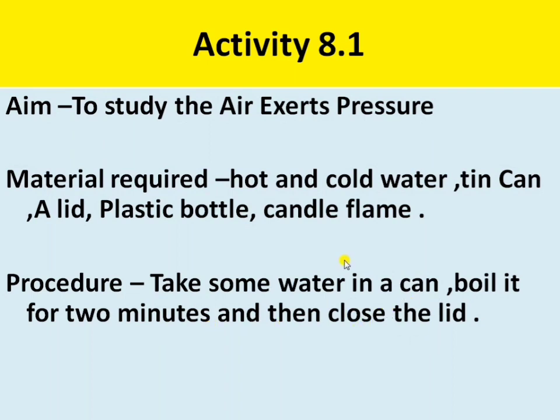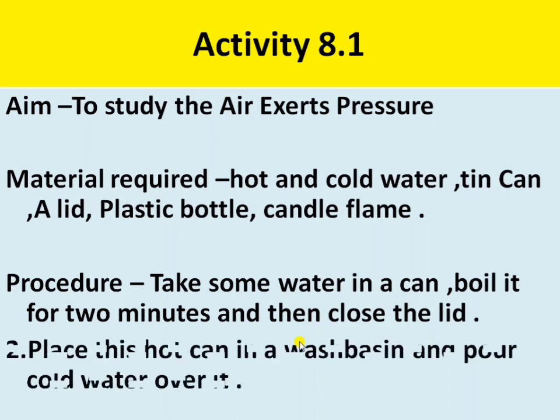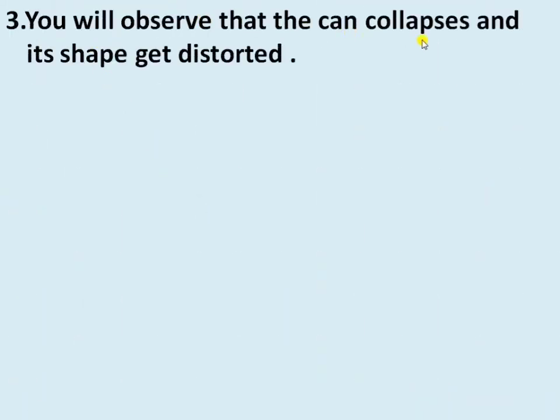You can take a plastic bottle instead of the can, then add the hot water into the plastic bottle and close its lid also. After that, place this hot can in a wash basin and pour the cold water over it. The same way, if you are using the plastic bottle, you can pour the cold water or the ice water over it. Next, you will observe that the can collapses and its shape gets distorted, or that the plastic bottle collapses and its shape gets distorted.